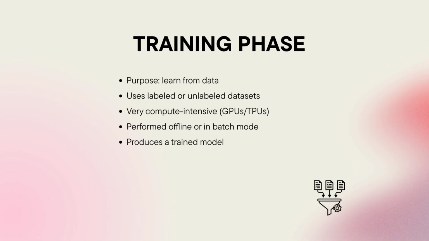The training phase. Training is the process of building the model. Here, the algorithm learns patterns from data. Training datasets may be labeled, such as spam versus not spam emails, or unlabeled, where the model identifies structure without explicit guidance. This phase requires significant compute resources, often GPUs or TPUs, because of the sheer scale of operations.